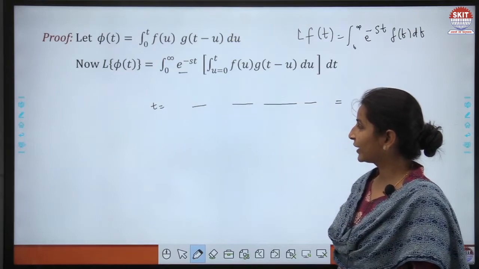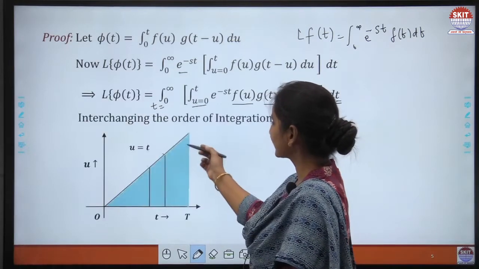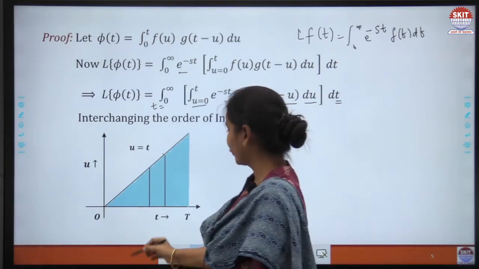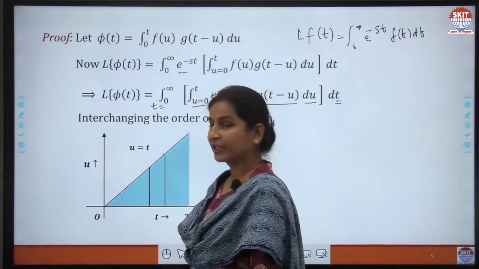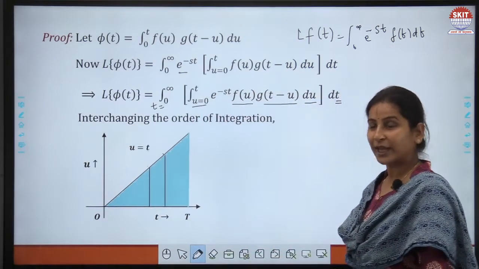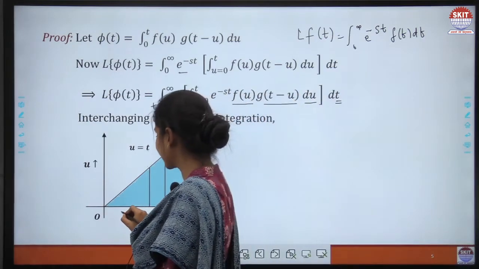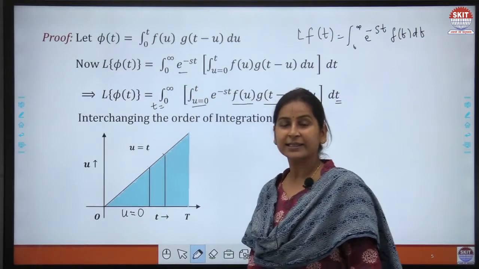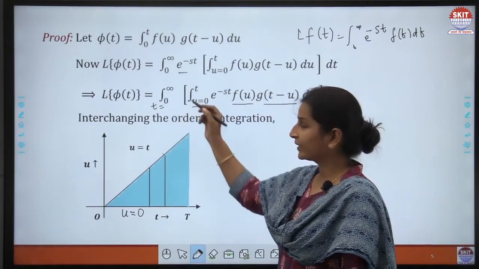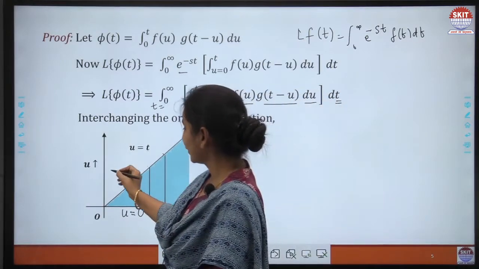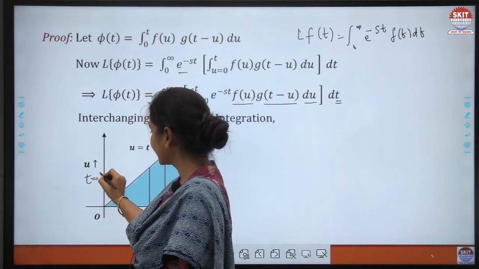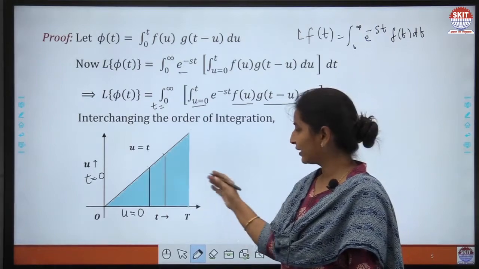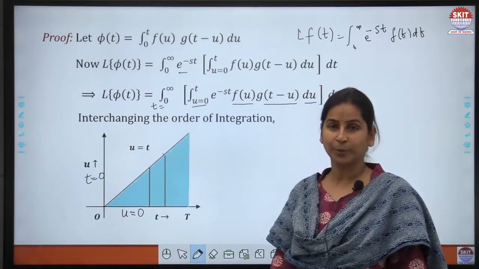To change the order of integration, I will be constructing this region like this. Firstly, I'll plot the limits of u. So, this axis gives you the axis u and this axis gives you the axis t. u equals 0 is this line, that is the t axis, and u equals t will be a line inclined at 45 degrees. Now again t varies from 0 to infinity. So, this axis is t equals 0, and since I have t to infinity, my region of integration will be the right side of this line, that is an open region.